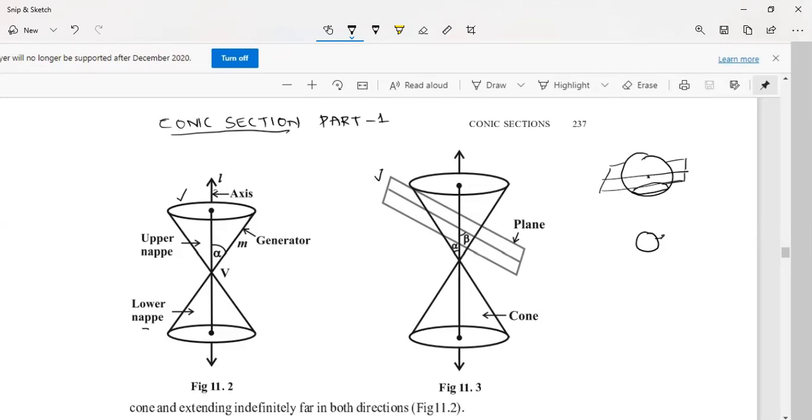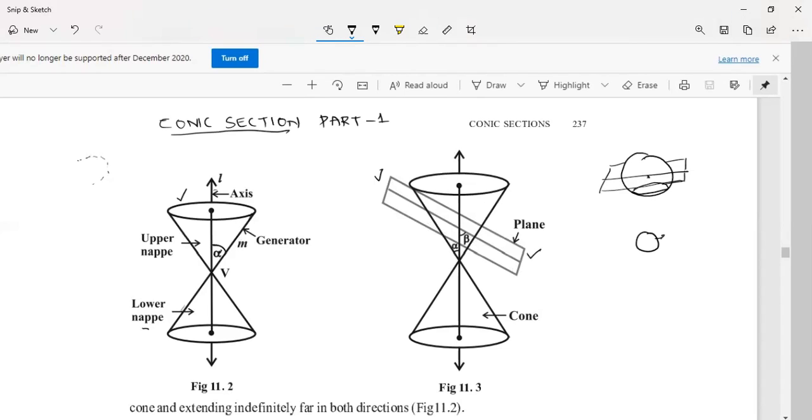And these lines on the cone are the generator. In a 2D diagram we generate figures by points, and in a 3D diagram the generator is a line. So this is the generator. It is not so important for you, but you should know that this is the axis, and the angle it makes with the generator we denote by alpha. And this is a plane.